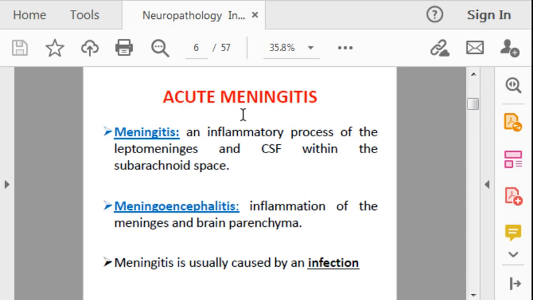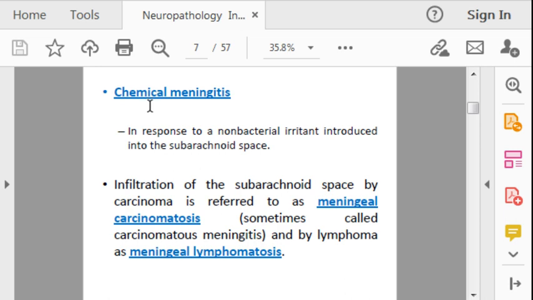Now we come to one of the most important subjects in daily clinical practice, which is acute meningitis. Meningitis is an inflammatory process of the leptomeninges and CSF within the subarachnoid space. Meningoencephalitis is the inflammation of meninges and the underlying brain parenchyma. Meningitis is usually caused by an infection. There is what is called chemical meningitis, and this occurs in response to a non-bacterial irritant introduced into the subarachnoid space.